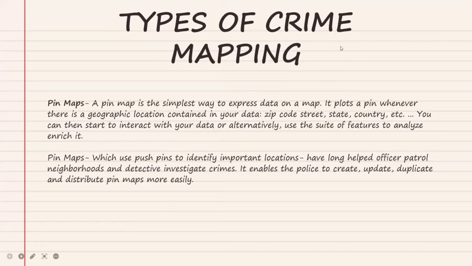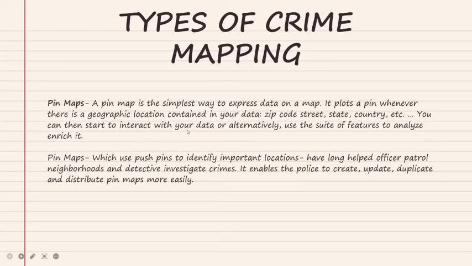First, we have the types of crime mapping. First map is a pin map. A pin map is the simplest way to express data on a map. It plots a pin whenever there is a geographic location contained in your data: zip code, street, state, country, and etc.